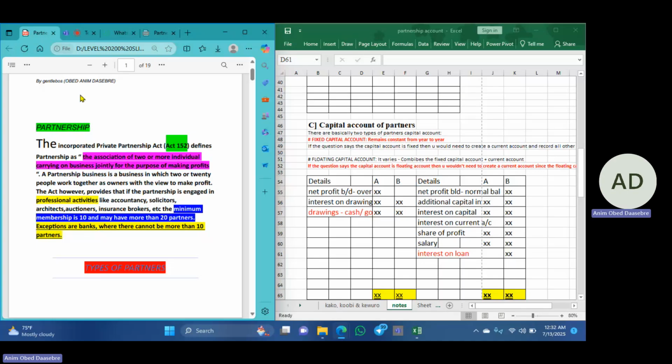Here I will be doing a tutorial set on financial accounting, basically an introduction to accounting for your second semester, right? And so this is Dasibre. Usually I'm called Obed in Dasibre, but you can call me Dasibre.